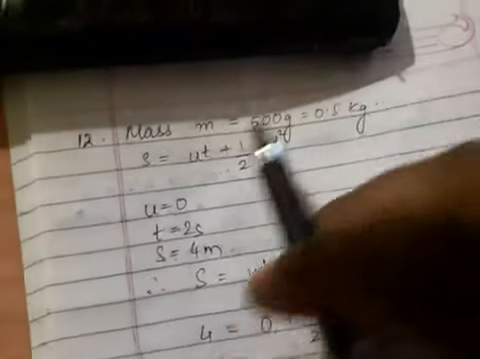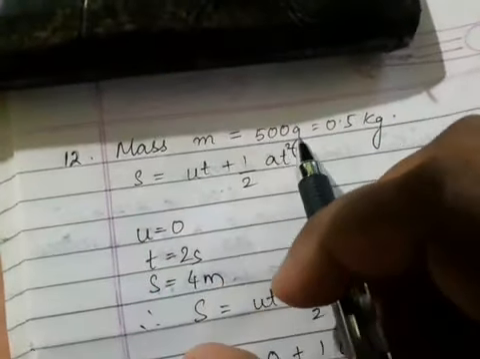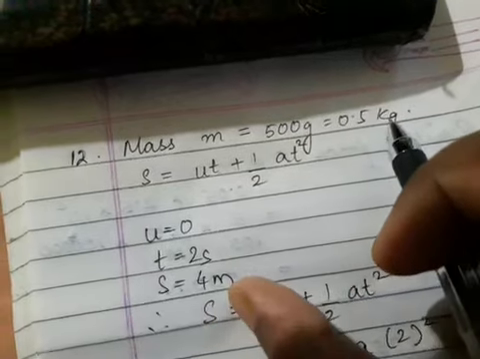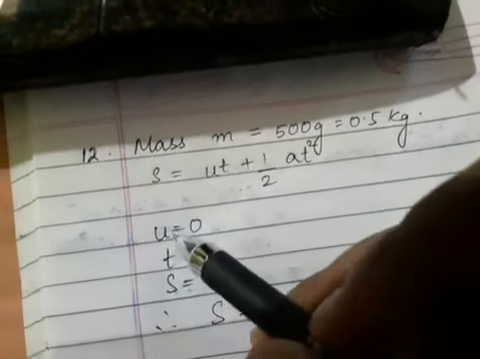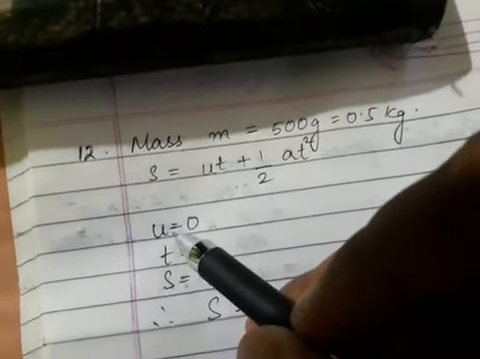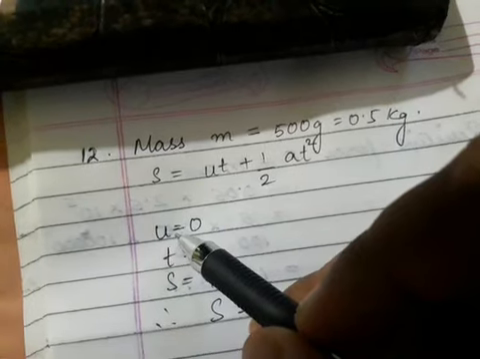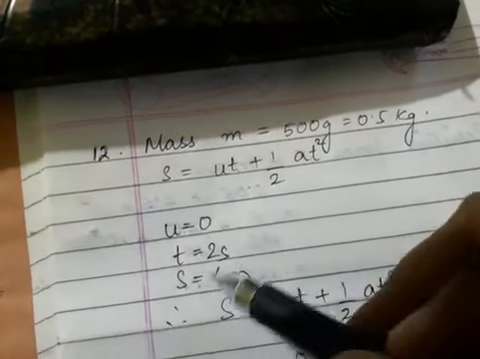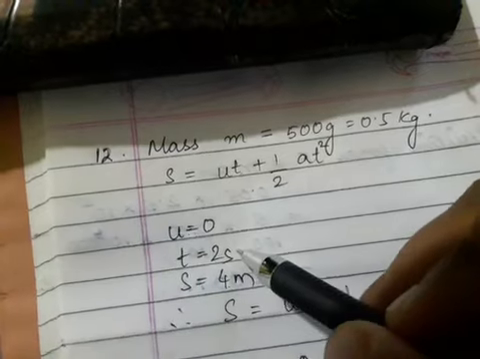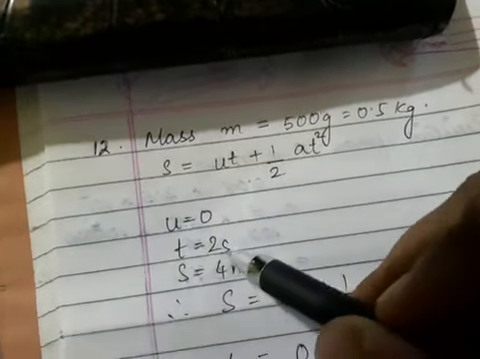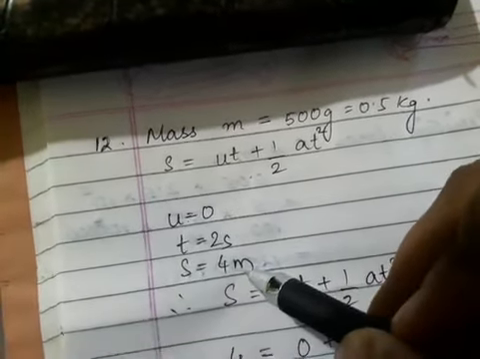So mass m is given as 500 grams, which is 0.5 kg. Okay, and the body is initially at rest. It is given like that. So u is equal to 0. It has moved 4 meter in 2 seconds. So I have written t to be 2 seconds, s to be 4 meter.